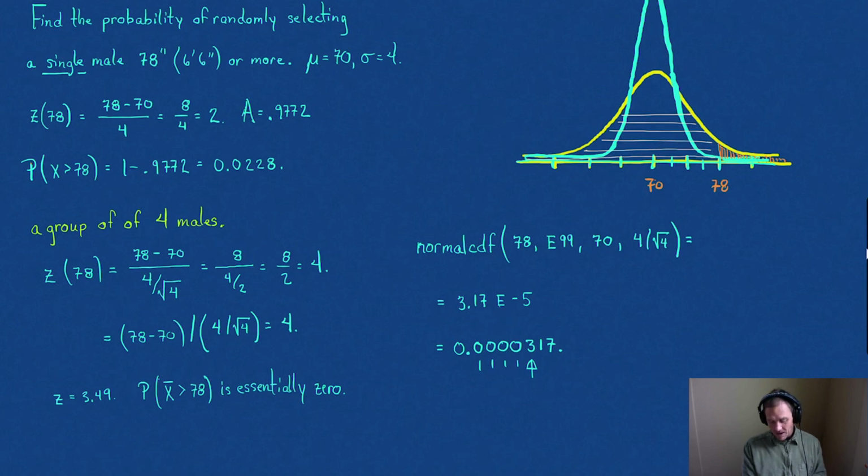Okay? And that's how you can use the calculator, and it shows you the difference between a single selection and a selection that is represented by the average for a group. And welcome to the Central Limit Theorem.